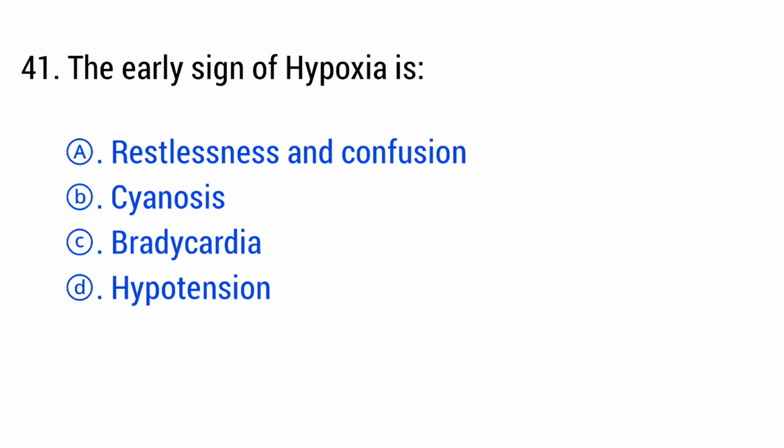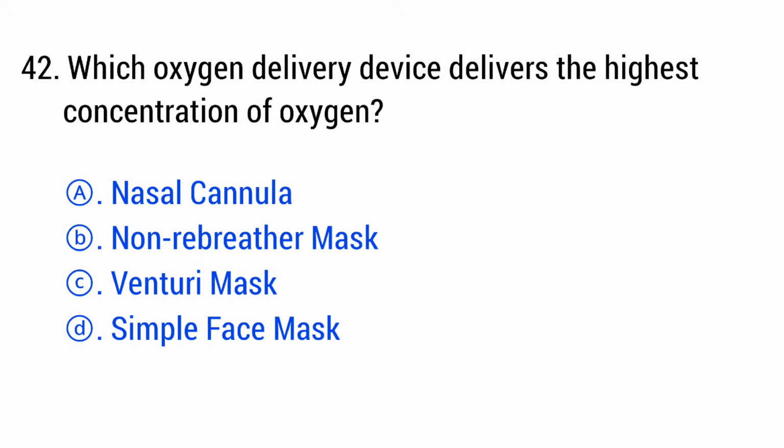Question 41. The early sign of hypoxia is. The right answer is option A, restlessness and confusion. Question 42. Which oxygen delivery device delivers the highest concentration of oxygen? The right answer is option B, non-rebreather mask.